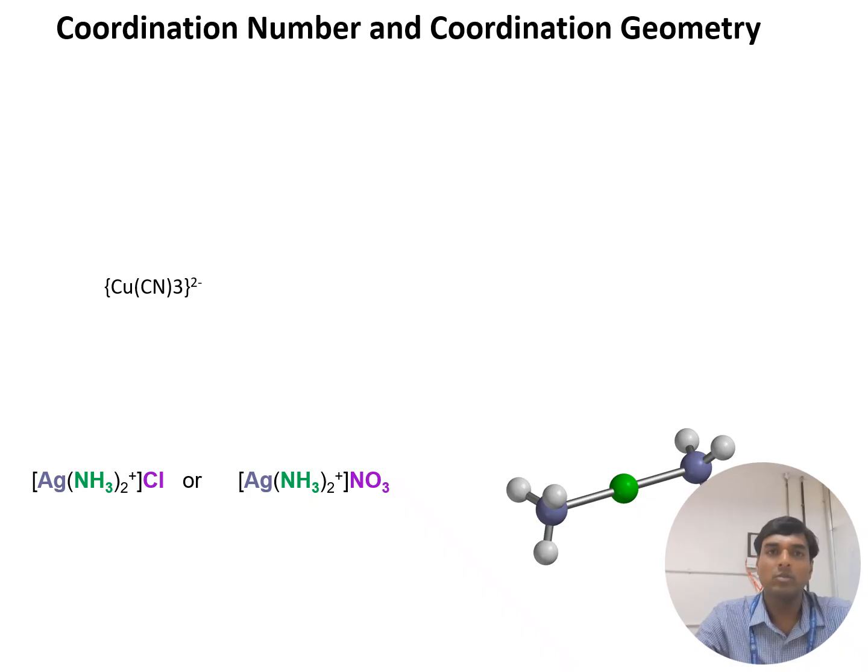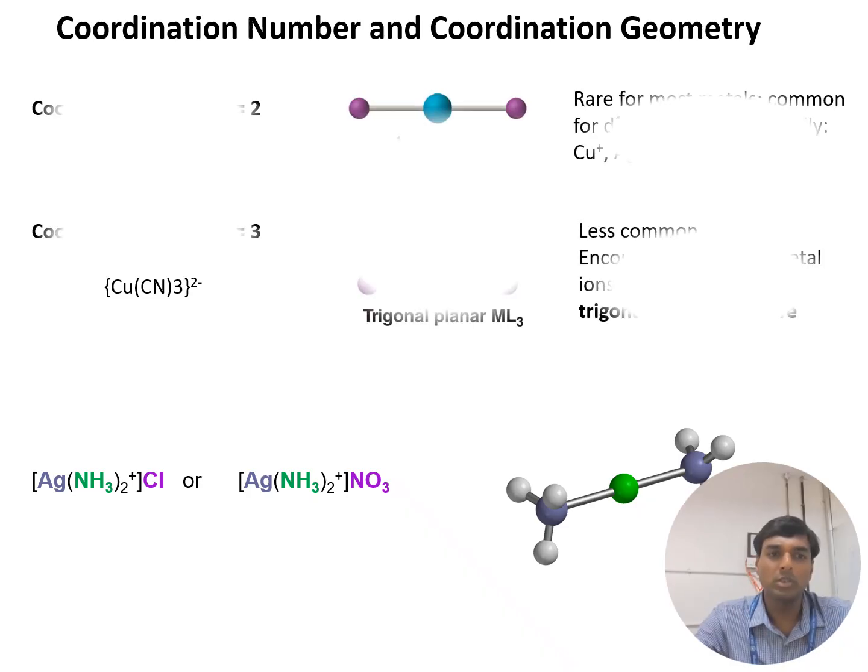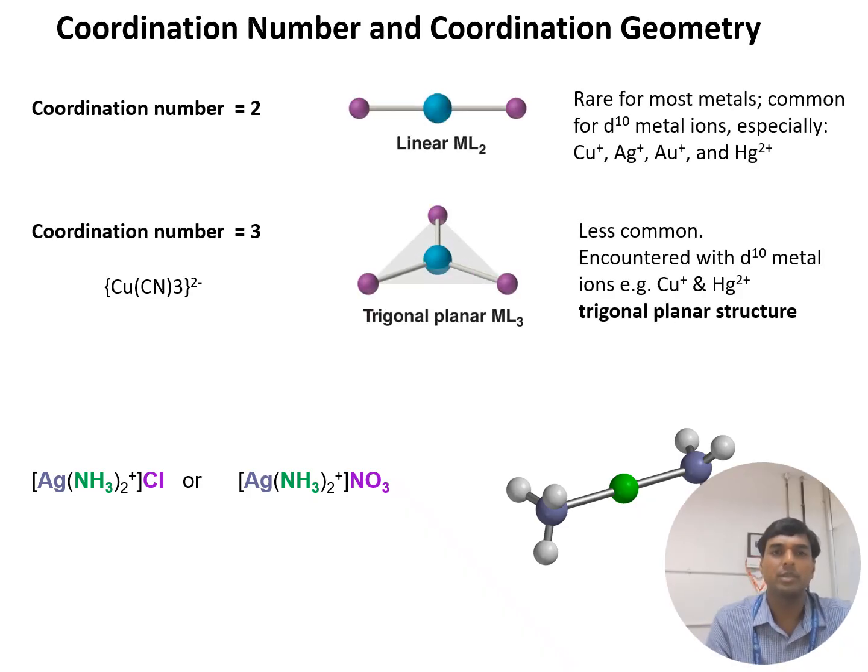Now coordination and coordination geometry. Suppose you have coordination number two. If the metal is attached to two ligands, it is a linear structure. You can see [Ag(NH3)2]Cl or [Ag(NH3)2]NO3. In this case, silver is positively charged, so the oxidation number, primary valency, is 1 and the secondary valency is 2. That's why it's a linear structure.